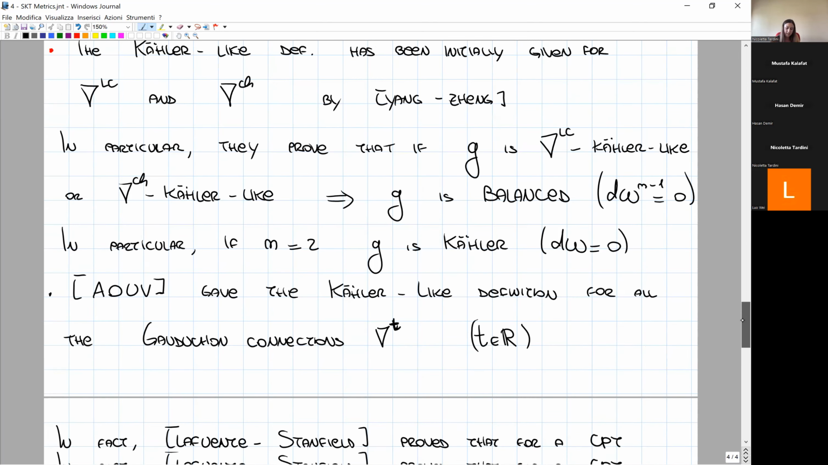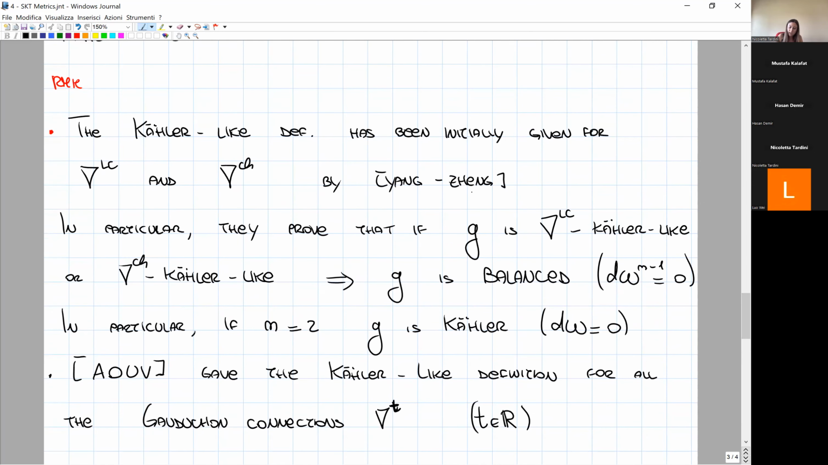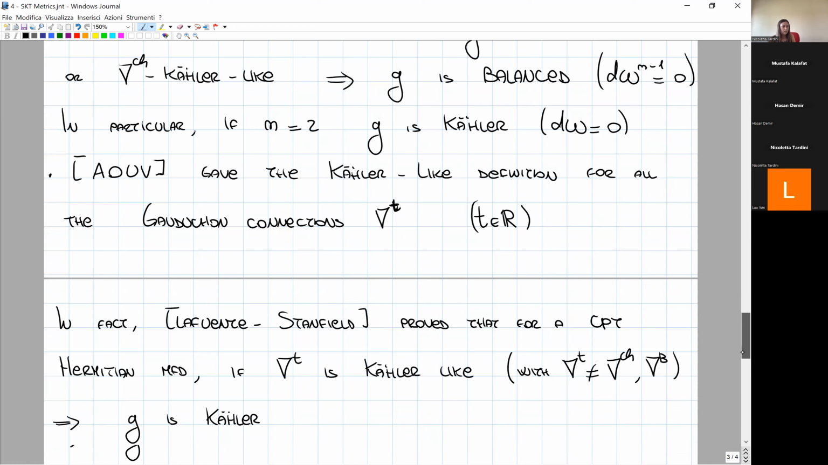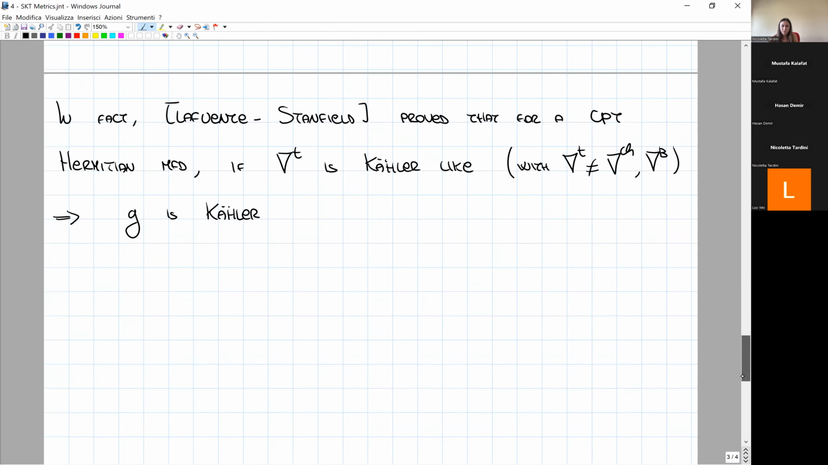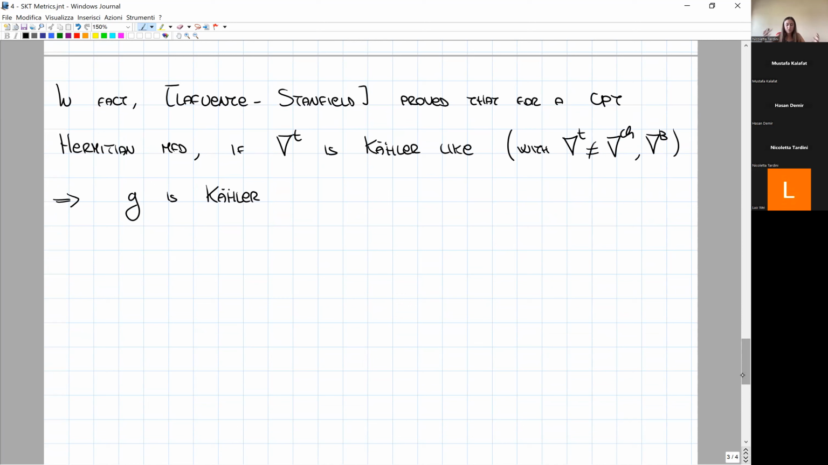And in the Chern case, Yang and Zhang proved that if the Chern connection is Kähler-like, then the metric is balanced. It's not Kähler in general, but still it's balanced. So what about the Bismut connection? This is what we are going to discuss. Let me just remark that Bismut Kähler-like manifolds exist, first of all. We are going to see an example, actually more than one.